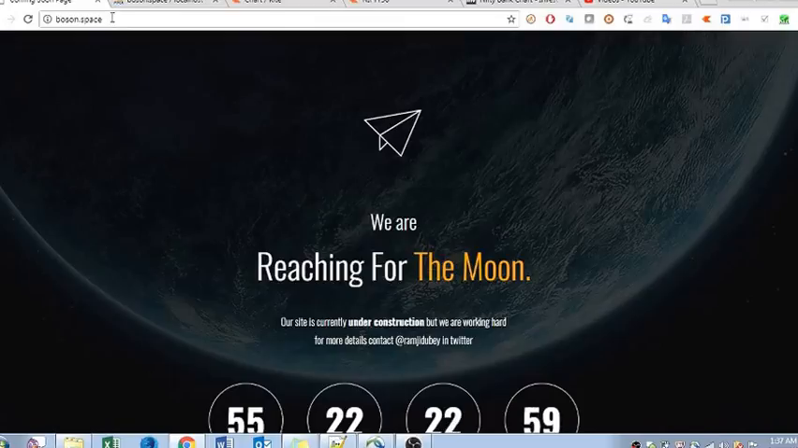Boson.space is my website over here. I've picked Boson because it's a perfect name for the system which I'm trying to build. As you know, a boson is a subatomic particle which works under the theory of Bose and Einstein, and there could not be anything better explaining what I'm trying to do here.